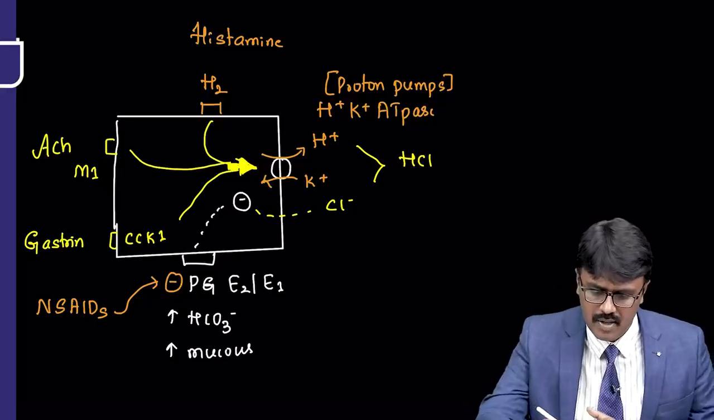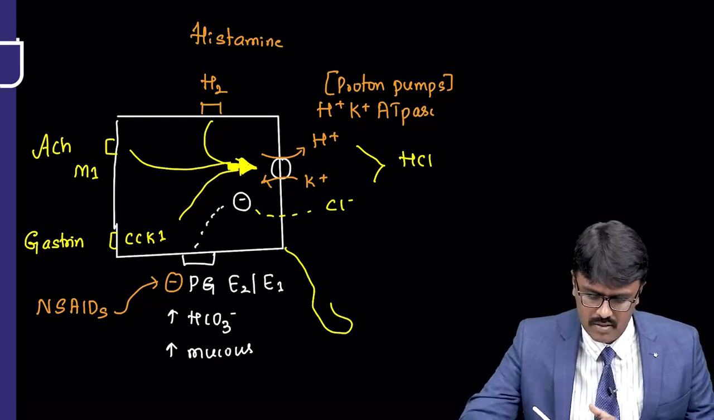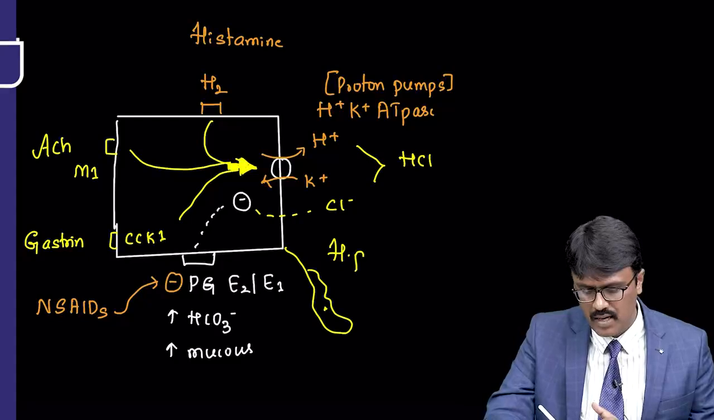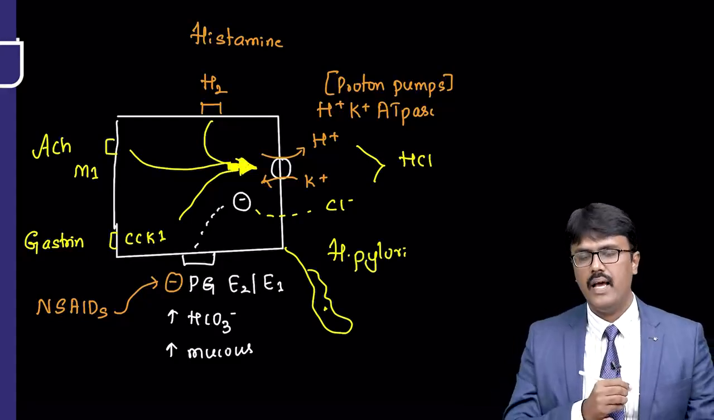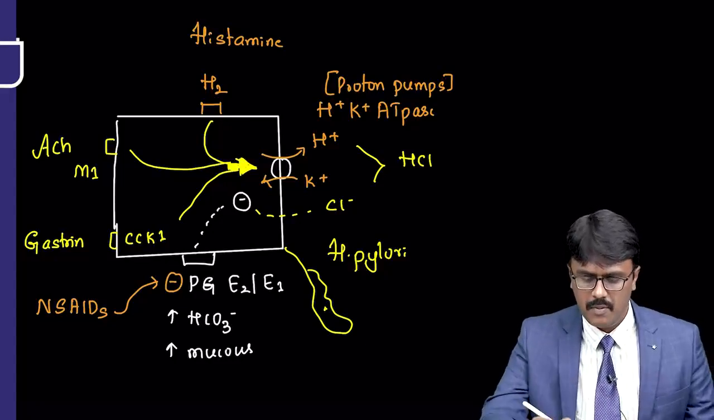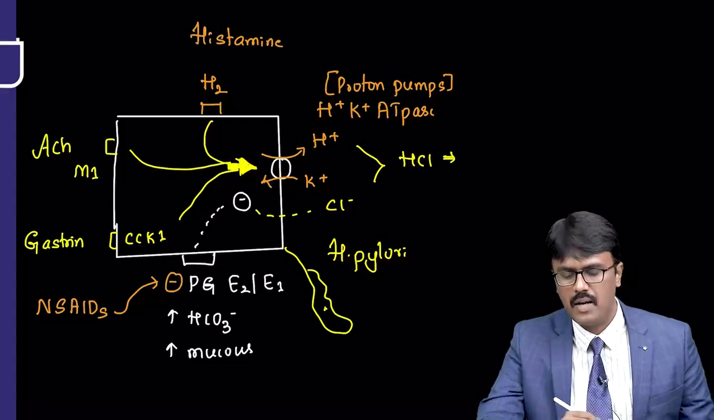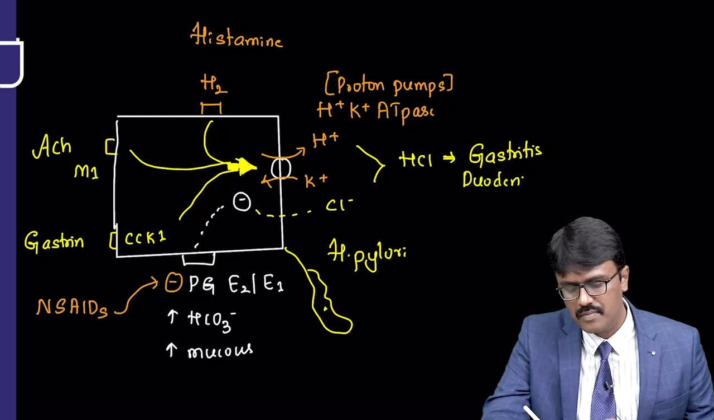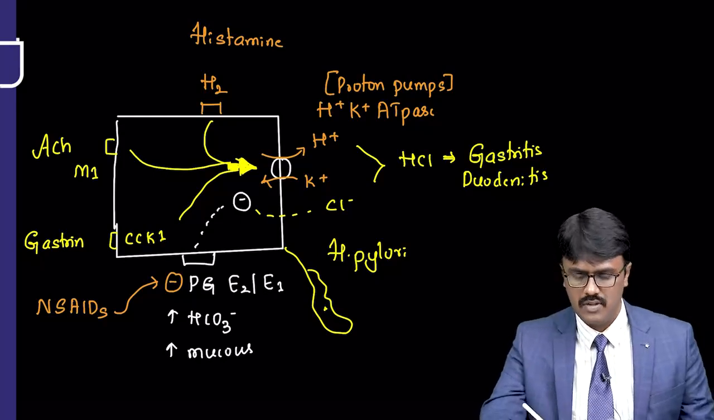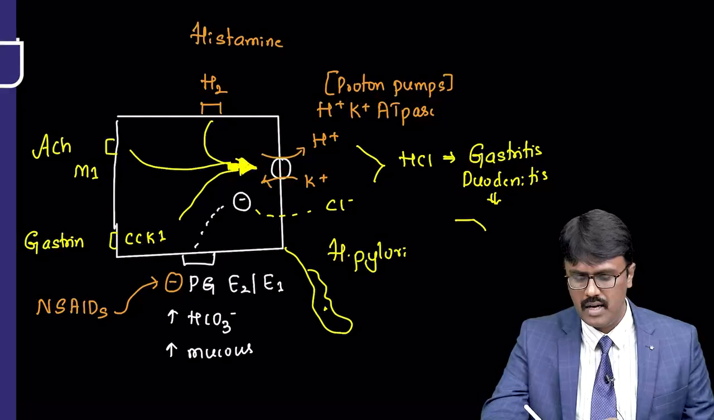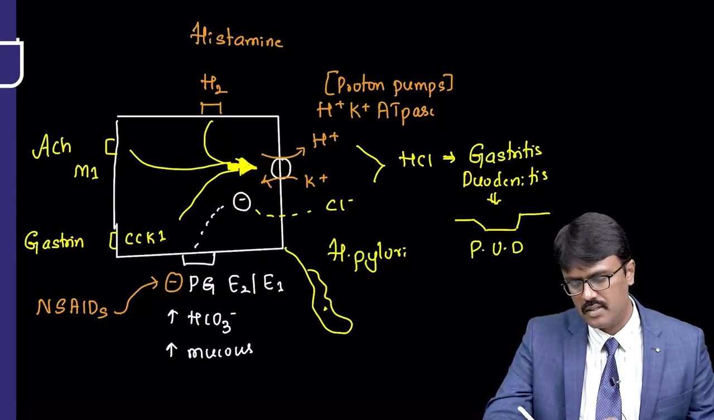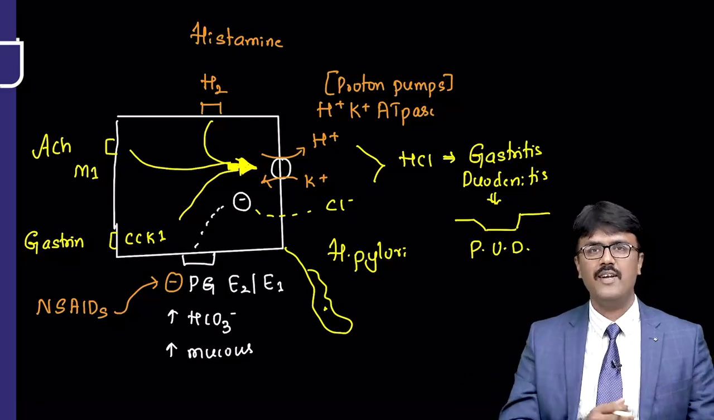Another important aspect is a bacterium which is also known to cause gastritis, and you know the name, that is H. pylori. H. pylori can induce gastritis. Now, suppose the HCl is increased. What happens when the HCl is increased? It causes gastritis. In the duodenum, it can cause duodenitis. And if that continues, it will lead to ulcer. So we get an ulcer like this. So it is called peptic ulcer disease. So this is the pathophysiology that we understood.